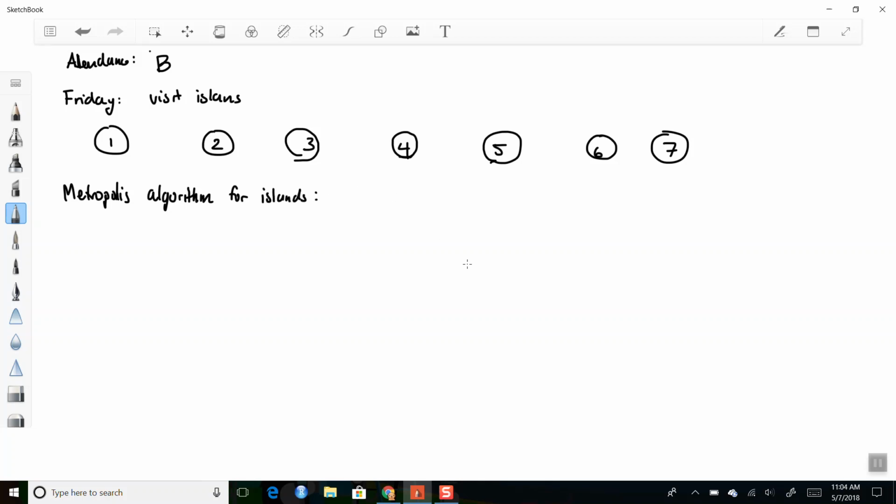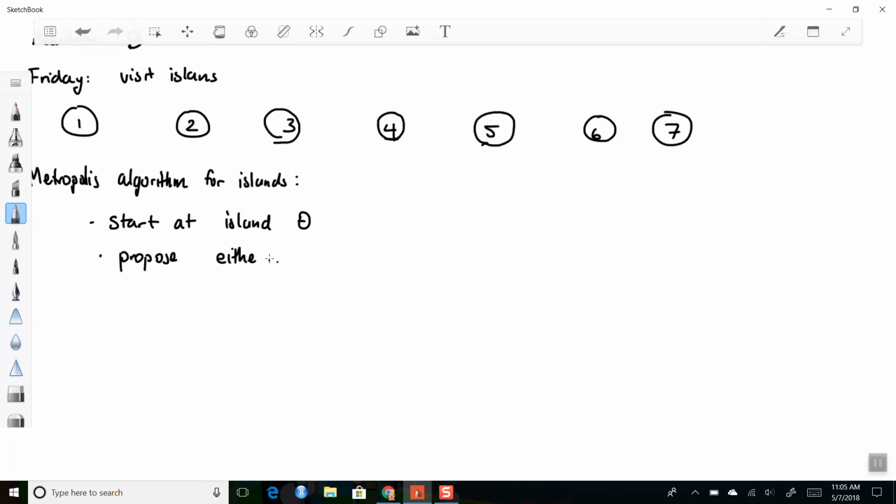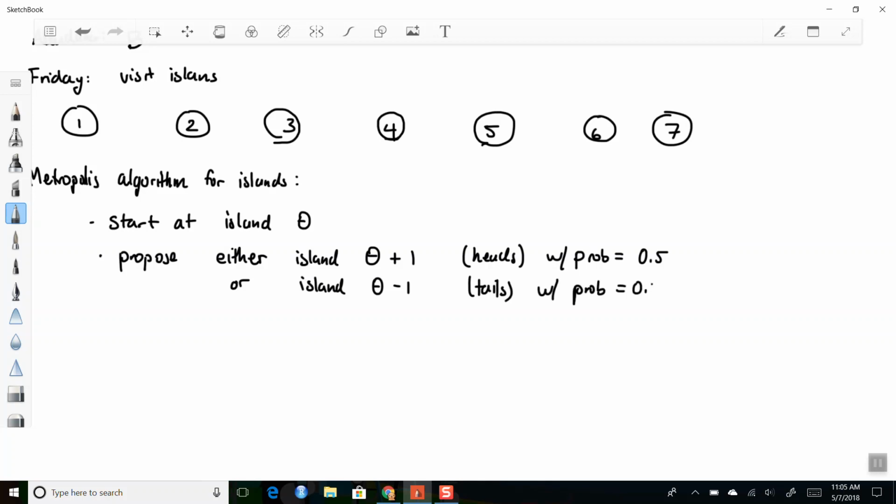We start at island theta, and then we propose either theta plus 1, if we get heads, with probability equal to 0.5, or island theta minus 1, if we get tails, with probability 0.5. We start at an island, we flip a coin, and we propose either the island above or the island below, okay?